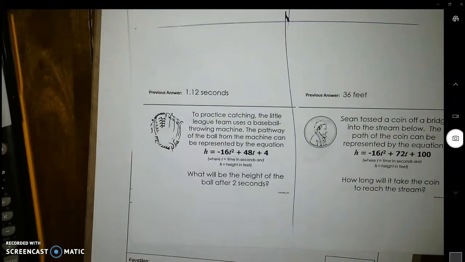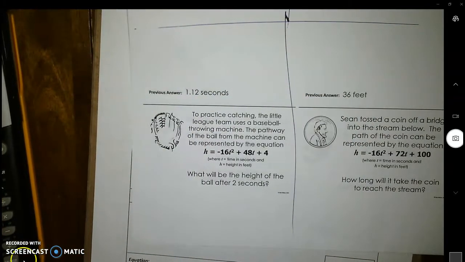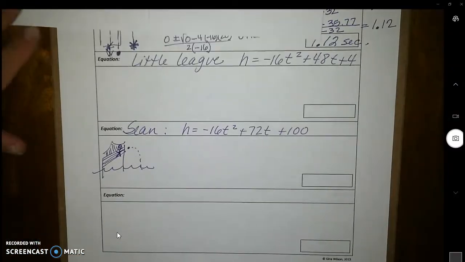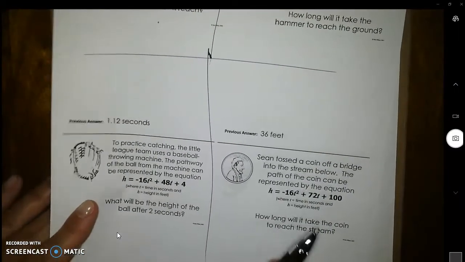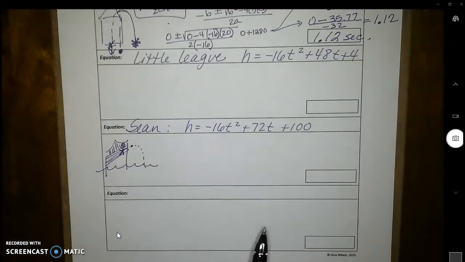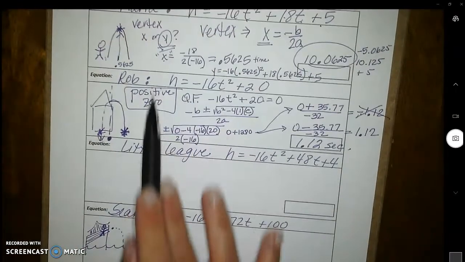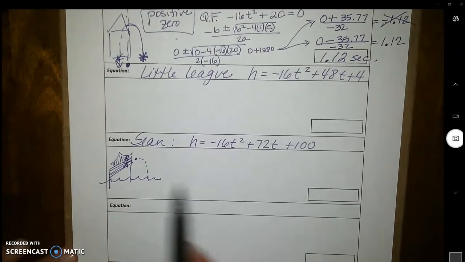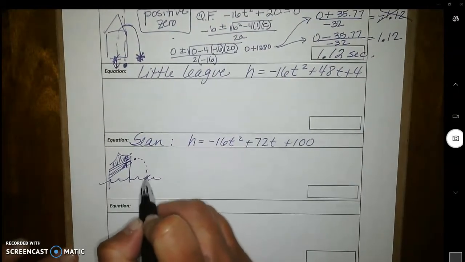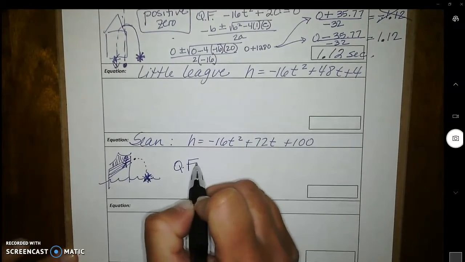Oh, thank goodness. Okay? All right, I'm going to do one more problem with you, and I'll show you which one I'm going to do. So the next problem that I wanted to talk to you about, and I wanted to skip one, was actually Sean tossing the coin off of the bridge. Notice how I draw a picture with each one that I'm doing. Please make sure that you do that. It's definitely going to help. This one wants to know how long it will take the coin to reach the stream. So you're going to do quadratic formula.